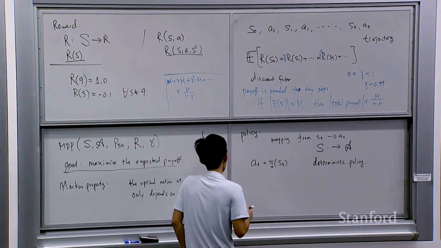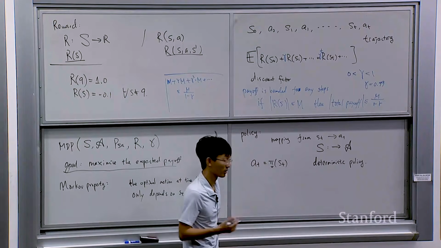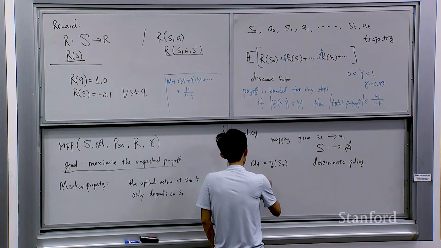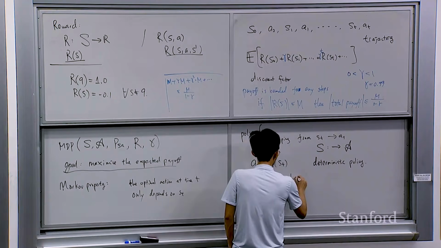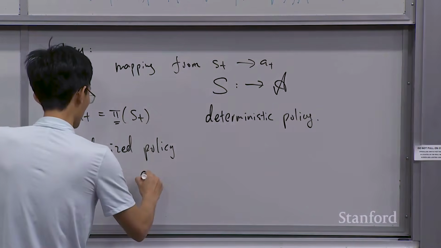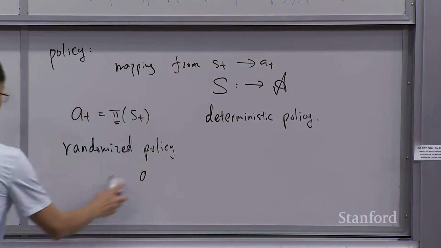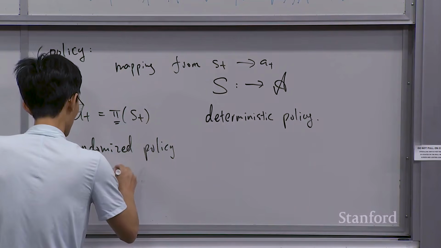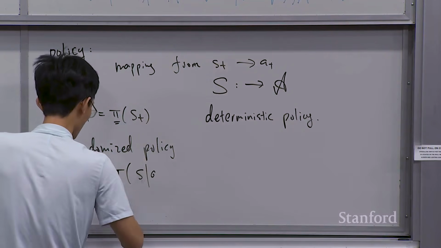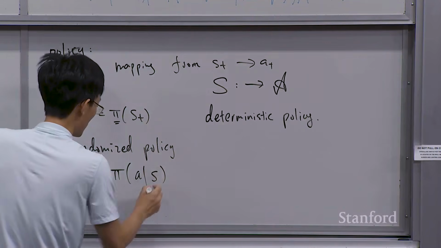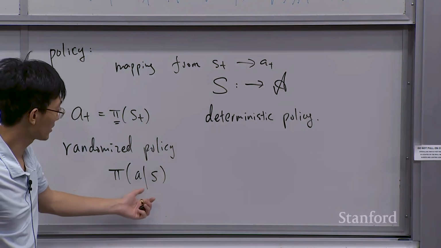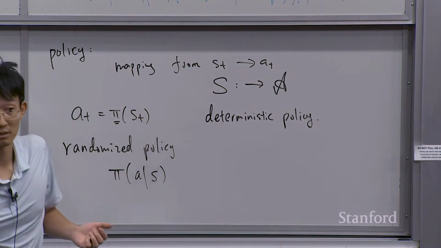However, in practice, people also talk about randomized policies. A randomized policy just means that, given a state S, and often the notation is like this, pi of A given S. Basically, it's saying that given a state S, I need to generate a distribution of actions.